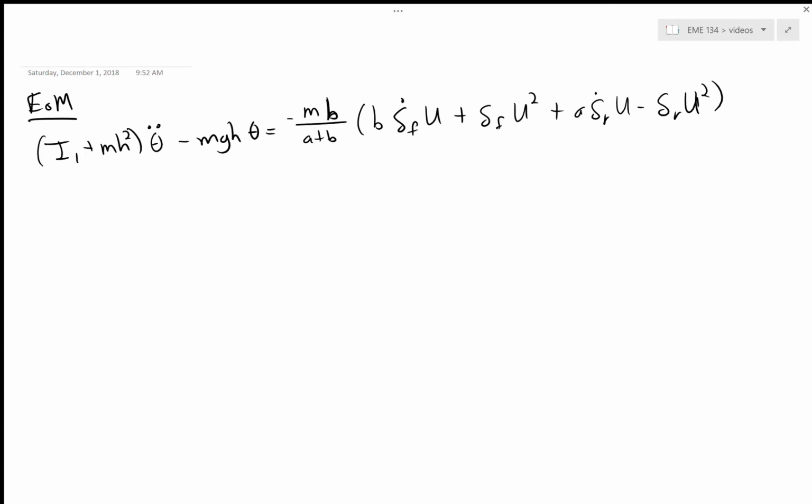This torque gets higher and stronger the more steer you put in, or the faster you go as U increases. And then you can affect lever arms too, depending on what A and B are, the distance between the wheelbase and that center, and the mass. But this is the equation of motion. What I want to do at this point is take the Laplace transform and write some transfer functions.